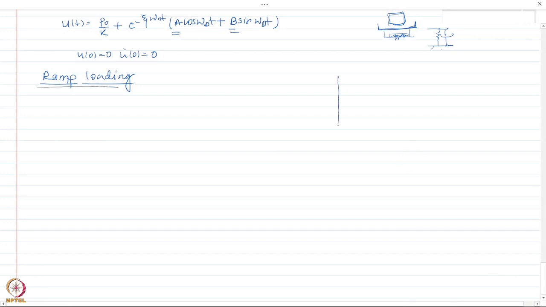So a ramp loading looks something like this. If this is the variation of Pt versus t, it linearly increases up to the value of load that you want to apply. Let us say this is P naught. Now you are not applying it suddenly, as in the previous case. You are applying it slowly, or I won't call it slowly, it depends on the rise time. Let us say this is defined as the rise time. Rise time is the time taken to reach the amplitude of the force in a ramp loading.